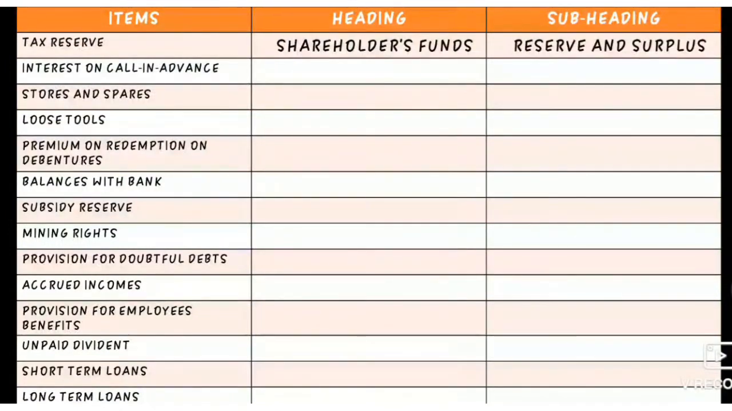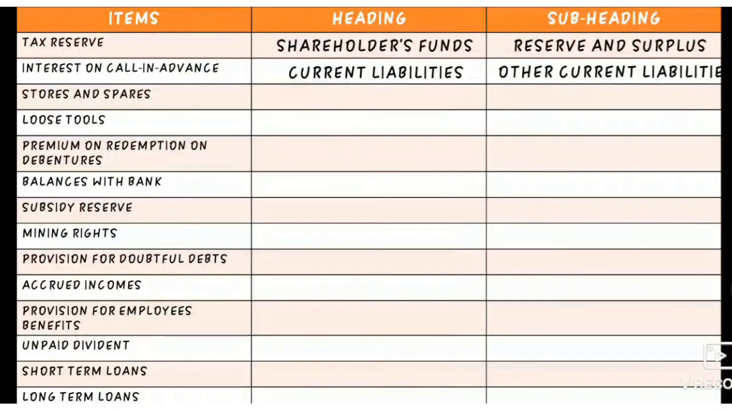Let us talk about the next: interest on calls in advance. Calls in advance is the money which you had received in advance. So interest will be paid by you. It is your liability to pay the interest, and the liability will be paid within 12 months. So it will come under current liabilities and the subheading will be other current liabilities.